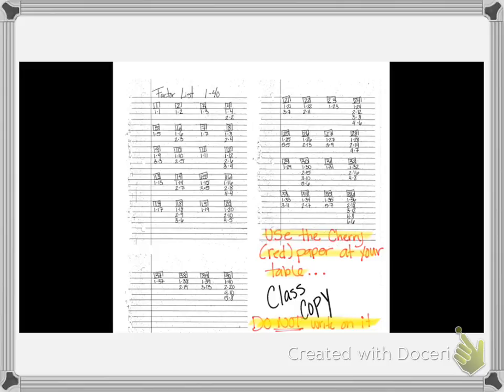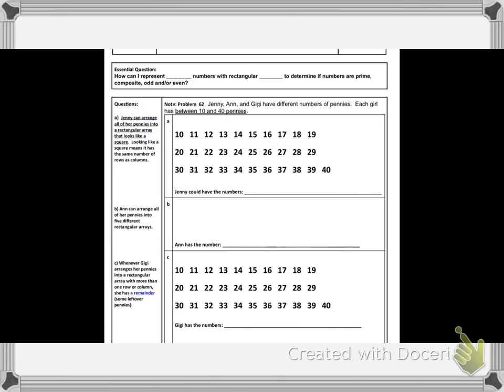If we look through our cherry piece of paper, 11 will not work. 12 will not work. 13, 14, 15 will not work. 16 will work. Do you notice that 16 has 4 by 4? 4 times 4 is a square. Therefore, 16 can be one of the numbers. On your note sheet, please circle the number 16.